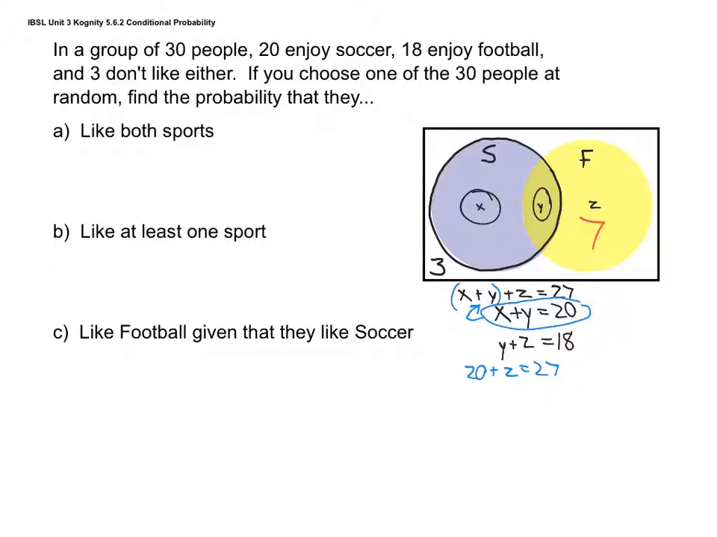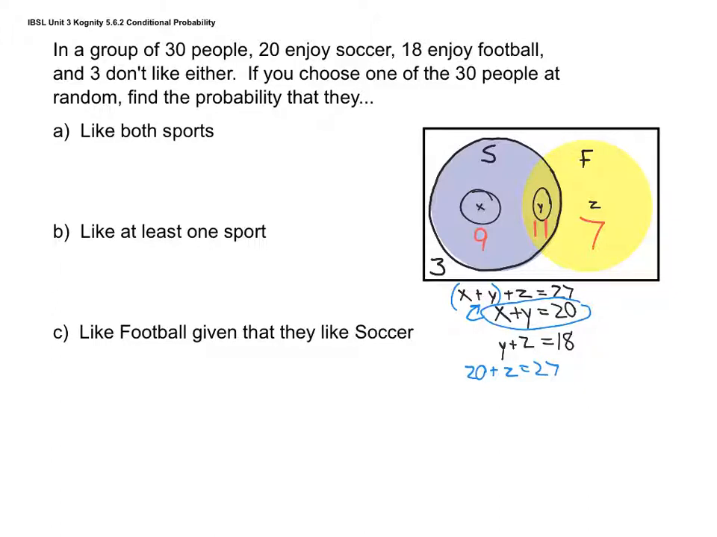So now what's y? Z is 7. 18 minus 7 equals 11. Very good. So now we know there's 11 here. That means there's 11 people who enjoy both sports. And then that means how many are in x? 9. Yeah, because we know that the total people who like soccer is 20. So good. You figured that part out.